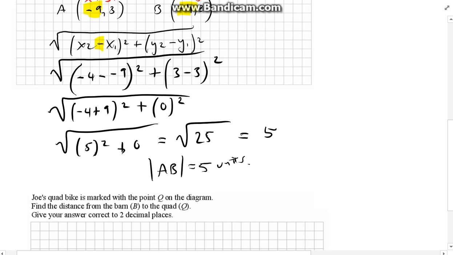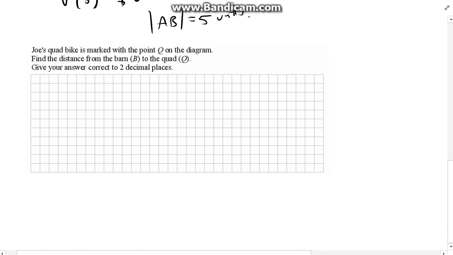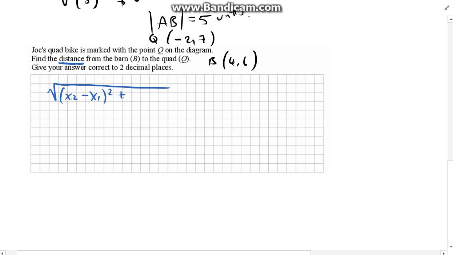Really easy. Another question that was on 2016 was this one. It said Joe's quad bike is marked with the point Q. I know from looking at the exam paper, you obviously don't know this because you haven't the question in front of you, that Q is minus 2, 7. And find the distance from B to Q, and B was 4, 6. You'll know these before you complete the question. They were just part A and B of the question, so say this might have been C. So find the distance. Straight away you know you're using your formula for distance. So you go to your log table, write down your formula, and then fill in what you know.